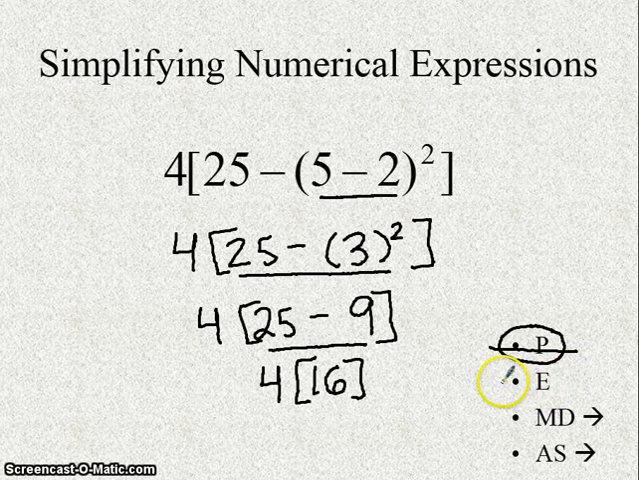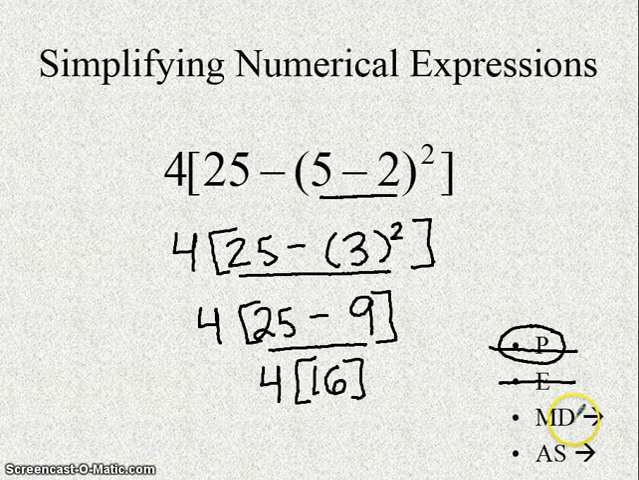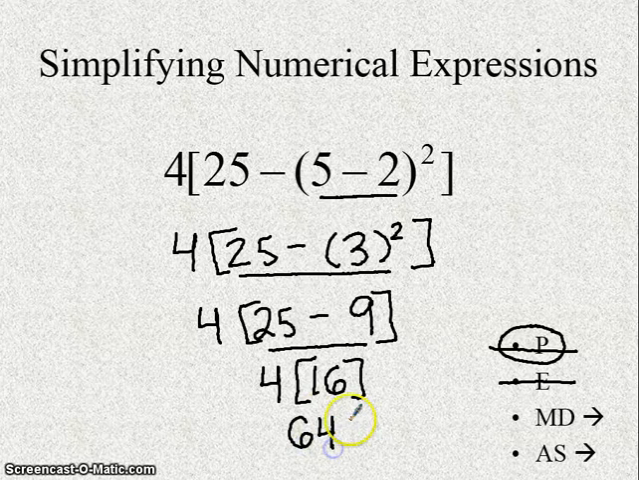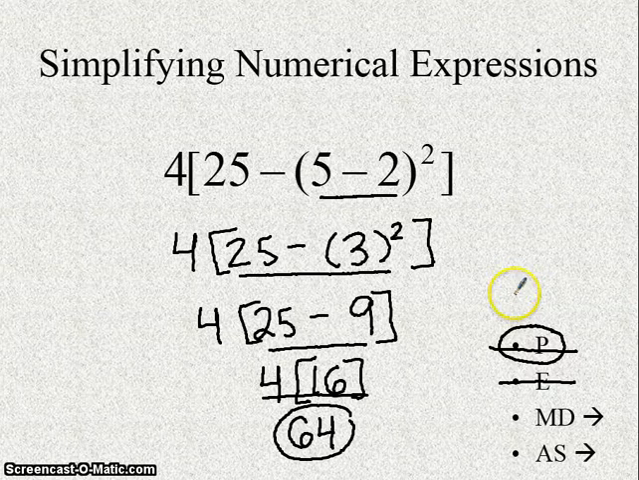Do we have any exponents? No. Do we have any multiplication or division? Yes. We have 4 times 16. Remember, when it's touching, we know that's multiplication. 4 times 16 is 64. And when we solve that, we have simplified the numeric expression because there are no more operations.